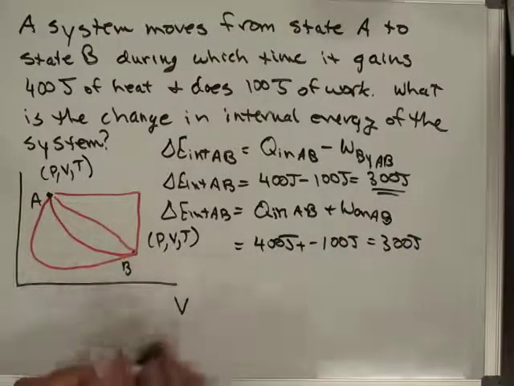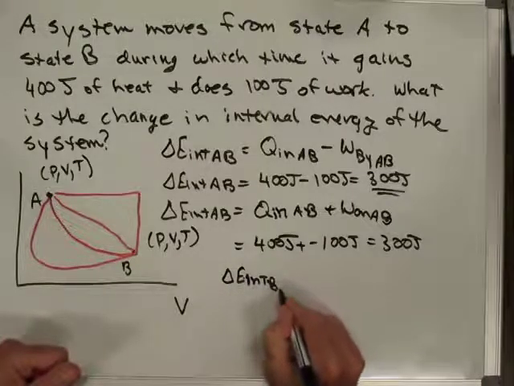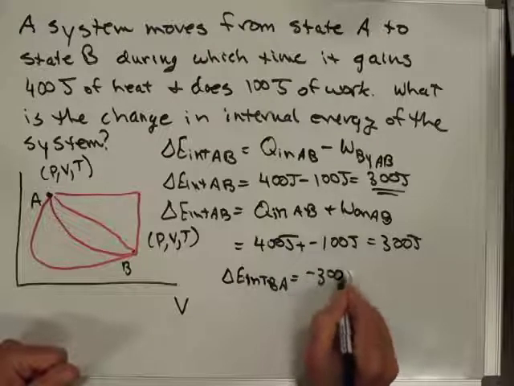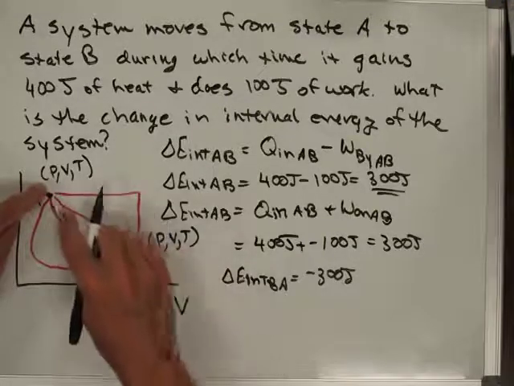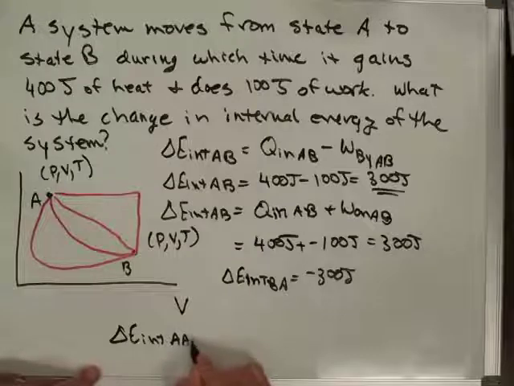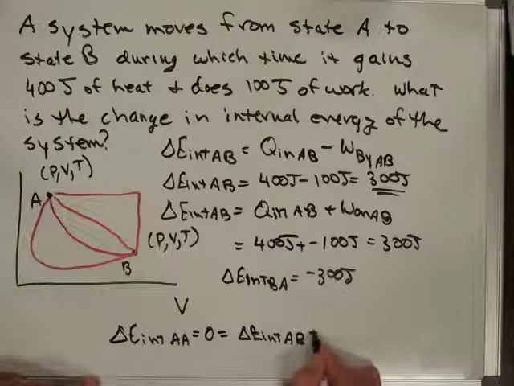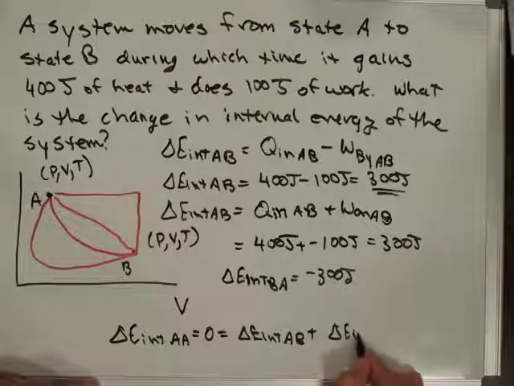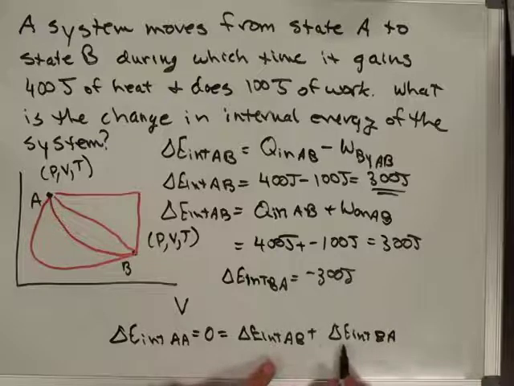Furthermore, if it goes back the other way, change in E internal going from B to A is minus 300 joules. And we know that because if it ends up back at A, its total change in energy has to be 0. And so it goes from A to B and back to A, right? The change in internal energy going from A to A has to be equal to 0, but what is that? That's the change in internal energy going from A to B plus the change in internal energy going from B to A. And that means these two are the negative of each other.